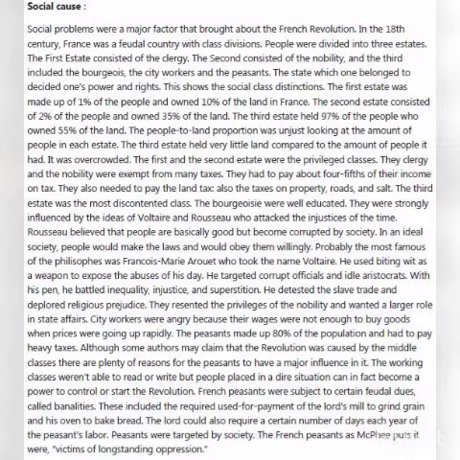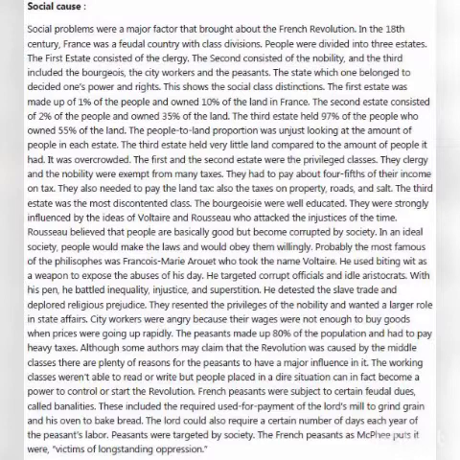Probably the most famous of the philosophers was Francois Marie Arouet, who took the name of Voltaire. He used biting wit as a weapon to expose the abuses of his day. He targeted corrupt officials and idle aristocrats with his pen. He battled inequality, injustice, and superstition. He detested the slave trade and deplored religious prejudice. They resented the privilege of the nobility and wanted a larger role in state affairs.